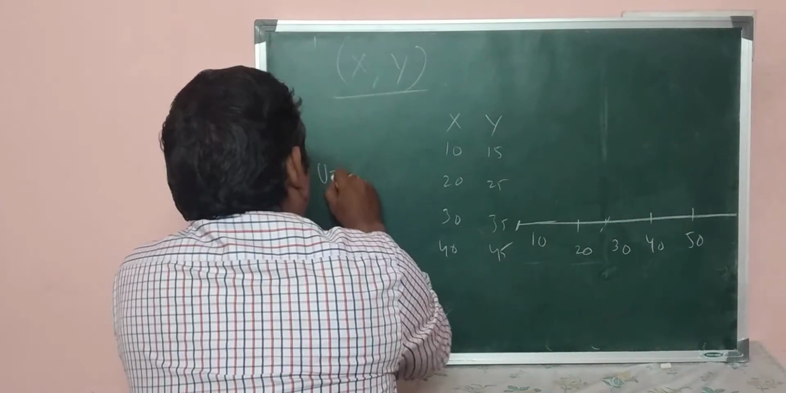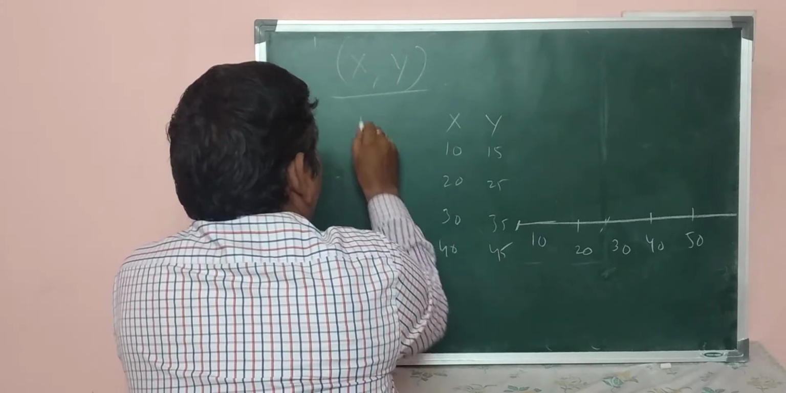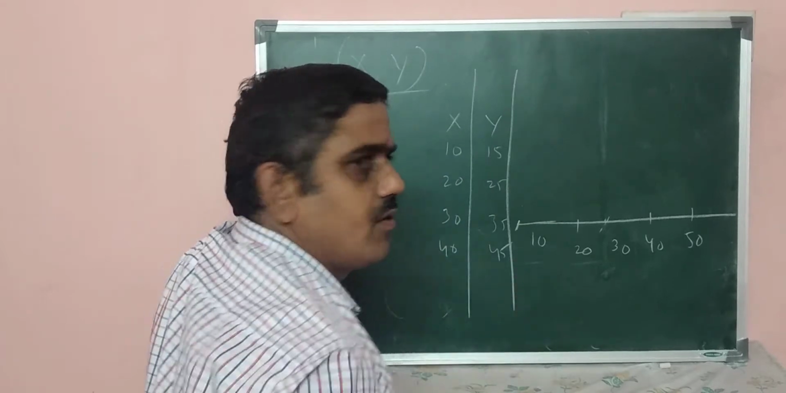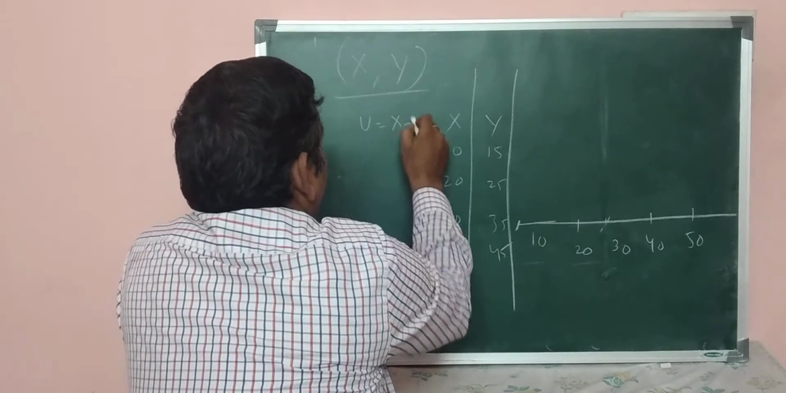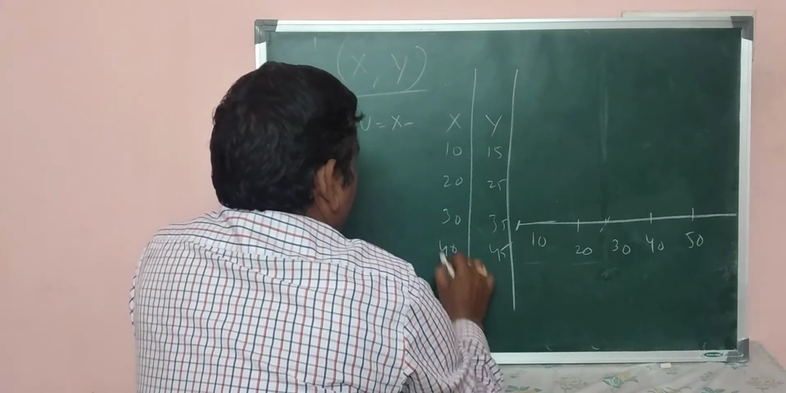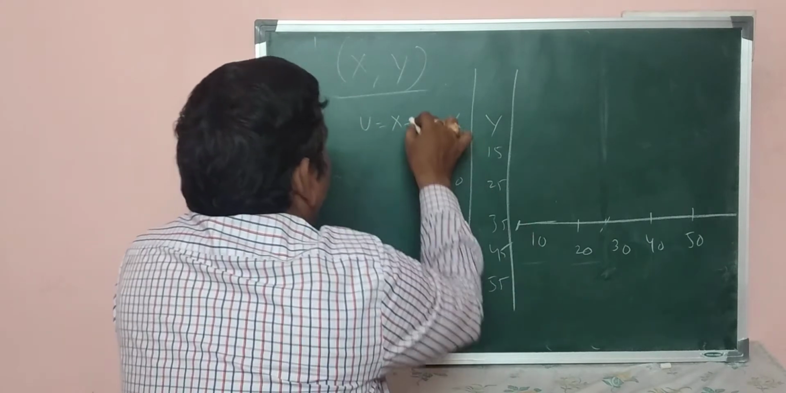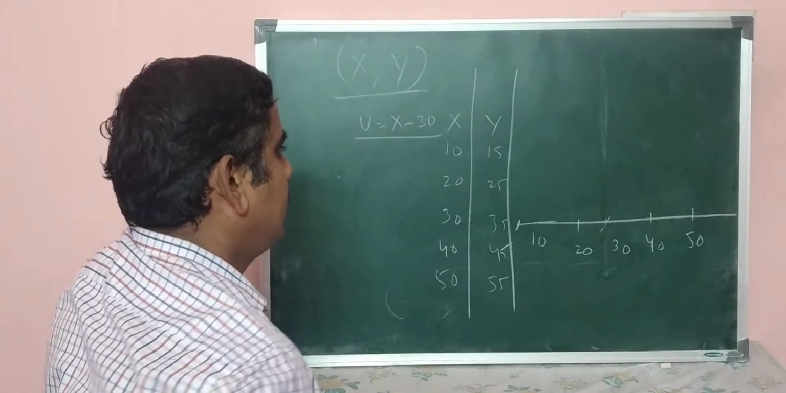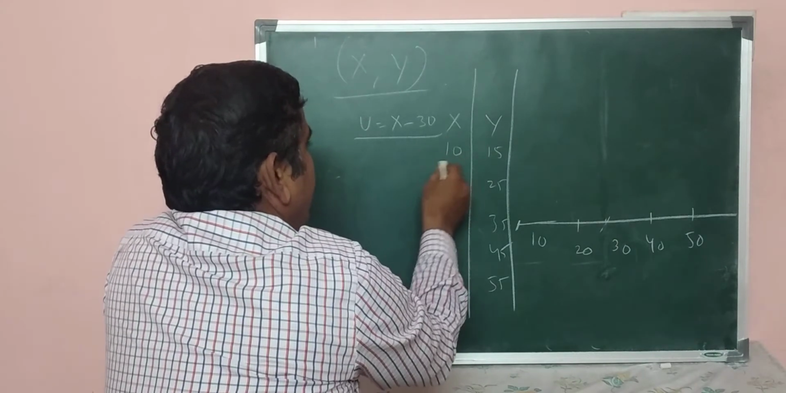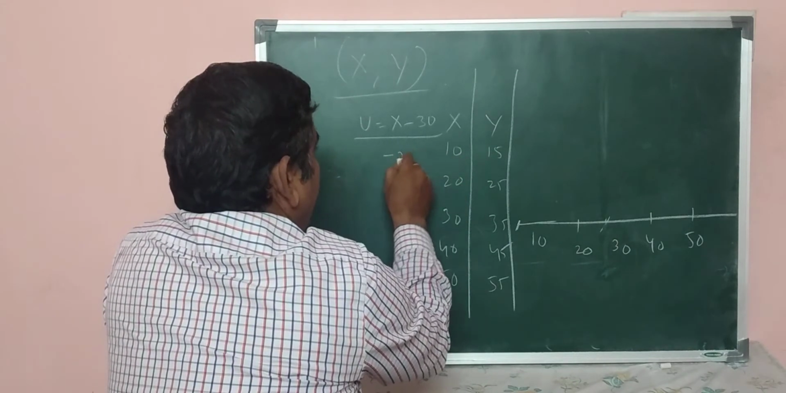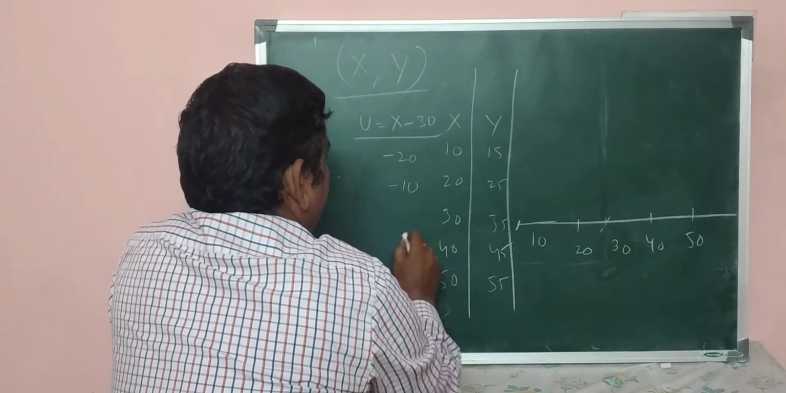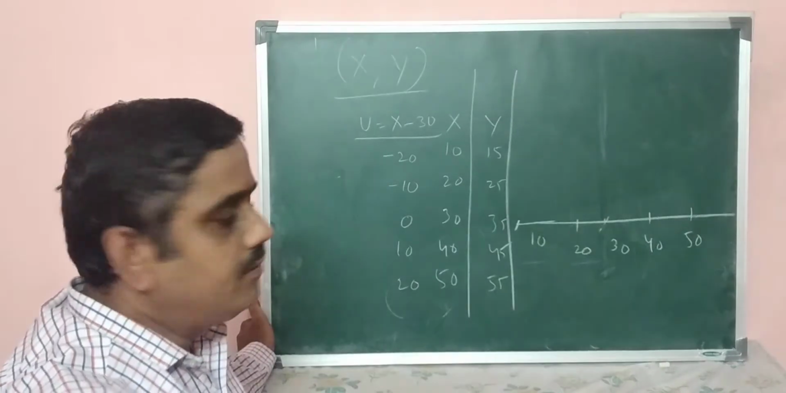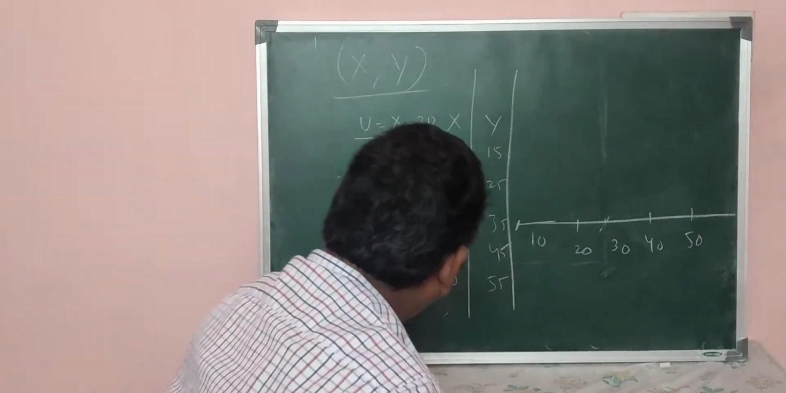If I consider u is equal to, concentrate on this particular x. We will see the y later. u is equal to x minus a. For example, I am considering a as 30. I am also considering 50 and 55 here. x minus 30. If I consider u is equal to x minus 30, then these particular values become minus 20, minus 10, 0, 10, 20. Okay. Now we consider here x minus a.